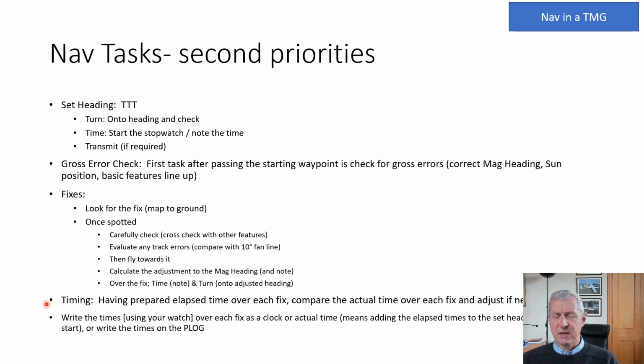We don't have a lot of flexibility about changing speed in the TMG, so we're probably just going to make a re-estimate. We can write the times, either using the watch or the clock from the GPS, over each fix as a time, and then we can recalculate other ones.